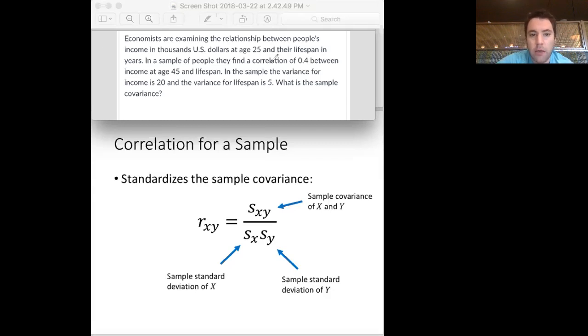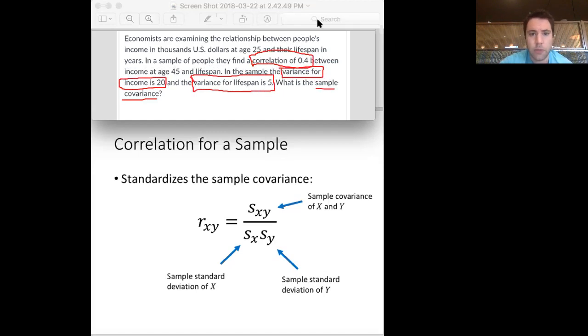So if we read the question again, we see that in the sample, the correlation is 0.4. So they're telling us that the correlation is 0.4, and the information that they give us is the variance of income is 20, and the variance of lifespan is 5. And what the question is asking us is, what is the sample covariance between income and lifespan?